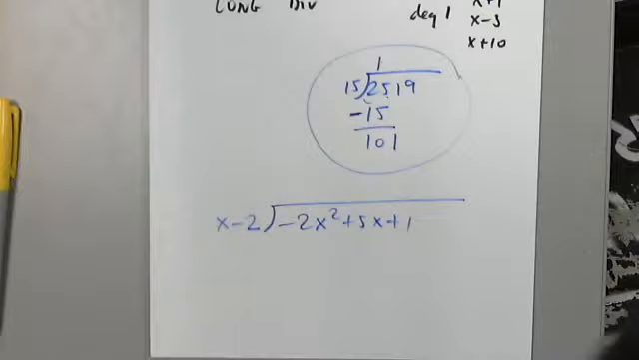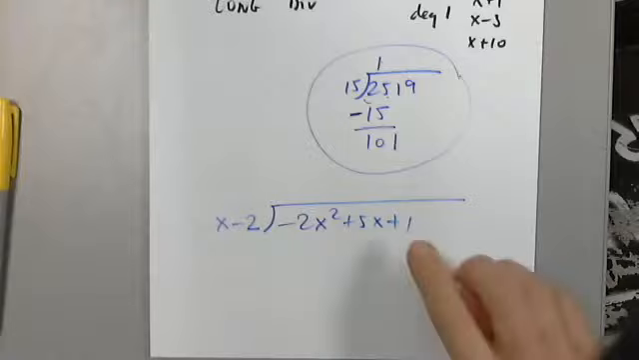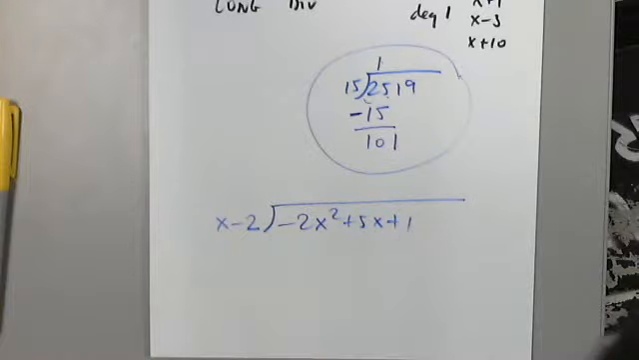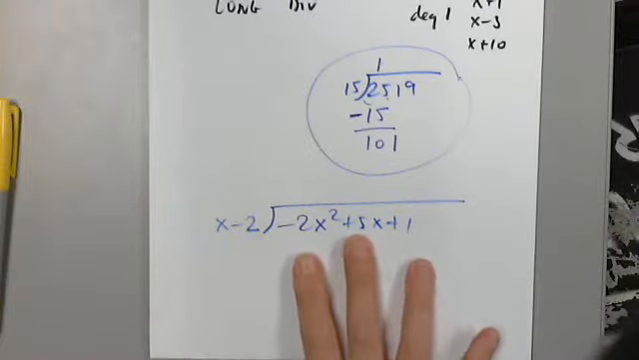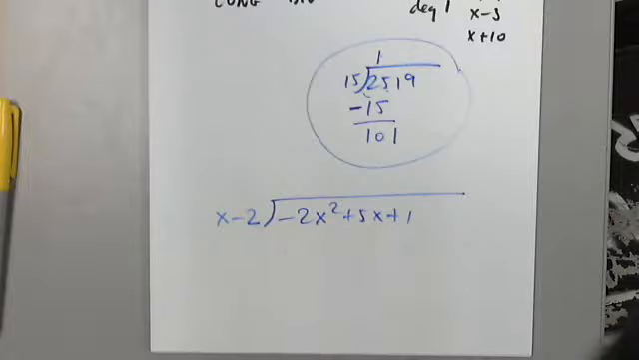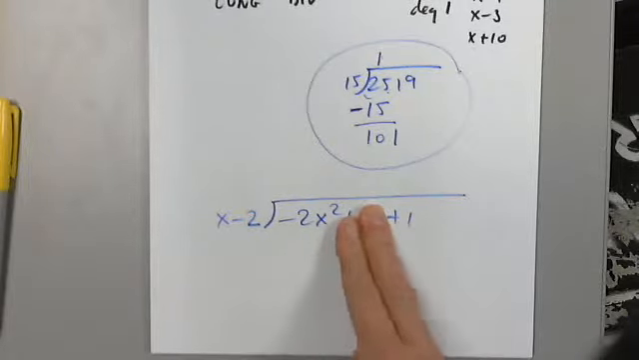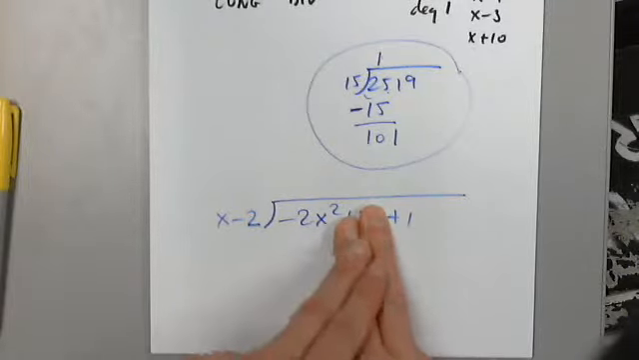The degree of the top is 2, and there are no missing terms. How do I know whether there are missing terms or not? Here's why. If the degree is 2, I expect 3 terms: degree 2, degree 1, and degree 0. This has degree 0. So I expect 3 terms. All of them are there. What if this were missing? If one term is missing, I have to leave a blank.